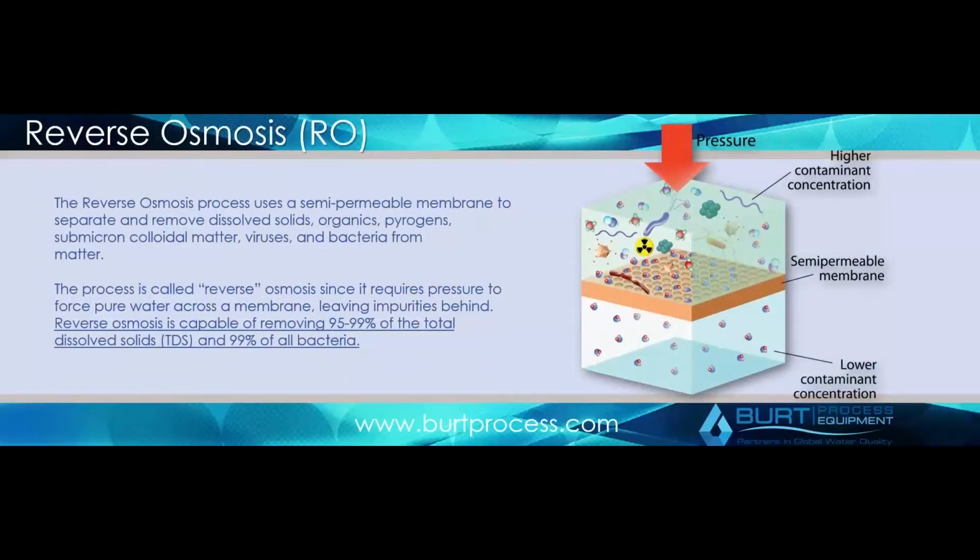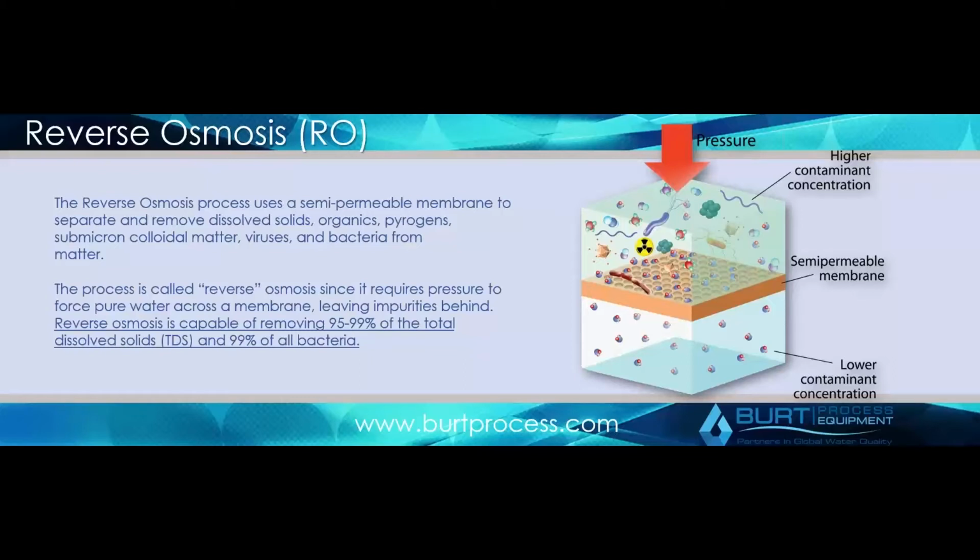So what is an RO system? An RO system is a semi-permeable membrane to separate and remove dissolved solids, organics, pyrogens. Those things actually cause fever in the human body. Submicron colloidal viruses. Essentially anything below 0.045 micron is considered a dissolved solid.